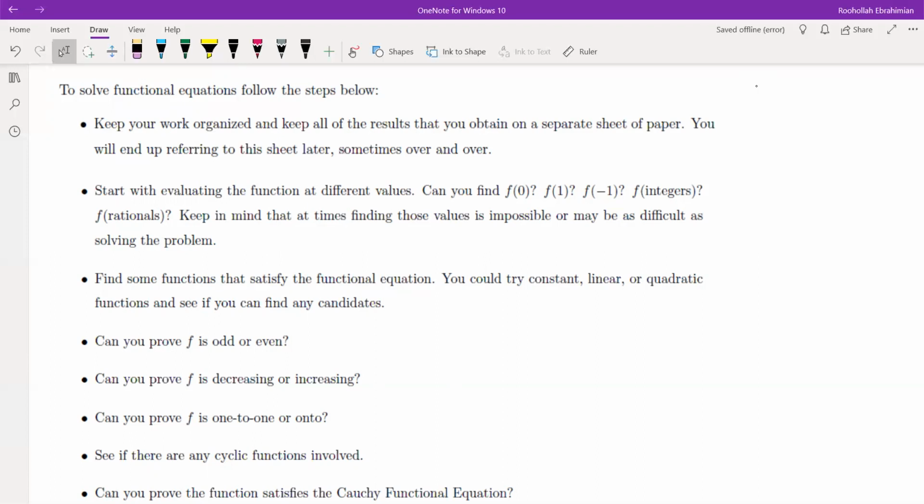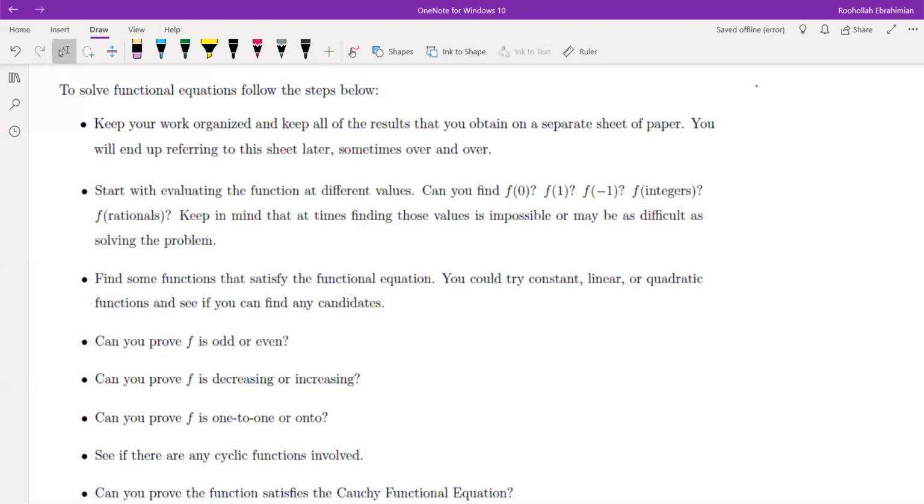So start with evaluating functional equations at different values. Can you evaluate f of 0? Can you evaluate f of 1, f of negative 1, perhaps f of positive integers, perhaps f of integers, perhaps f of rationals? Depending on the situation, you might be able to evaluate some or perhaps all of them. In some instances, finding f of 2 may be as difficult as solving the problem. So keep that in mind.